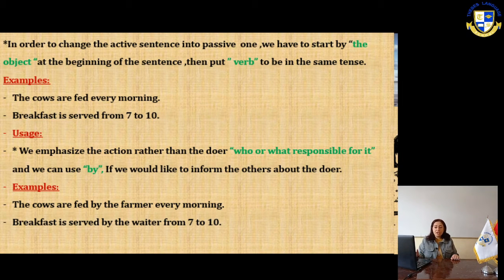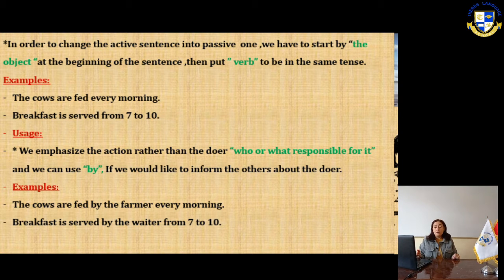In order to change the active sentence into passive one, we have to start with the object at the beginning of the sentence, then put verb to be in the same tense. So we have to follow some rules to change from active into passive. First of all, you have to find out which word is the object and begin with the object. Then verb to be in the same tense of the main verb and then past participle of the main verb. For example, the cows are fed every morning.